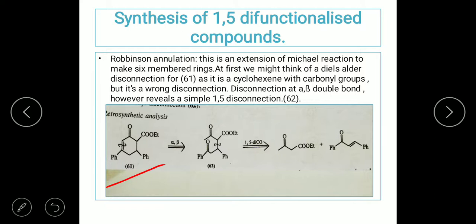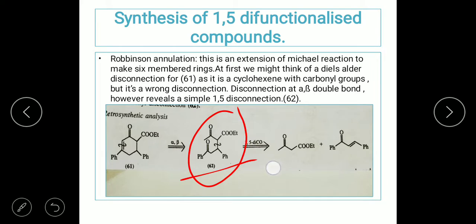Disconnection at the alpha-beta double bond, however, reveals a simple 1,5 disconnection, that is 62. So whenever you have a cyclic ring structure with an alpha-beta unsaturated compound as a target molecule, then you can usually disconnect the double bond, and once you disconnect the double bond, the intermediate is going to be a 1,5 difunctionalized compound.